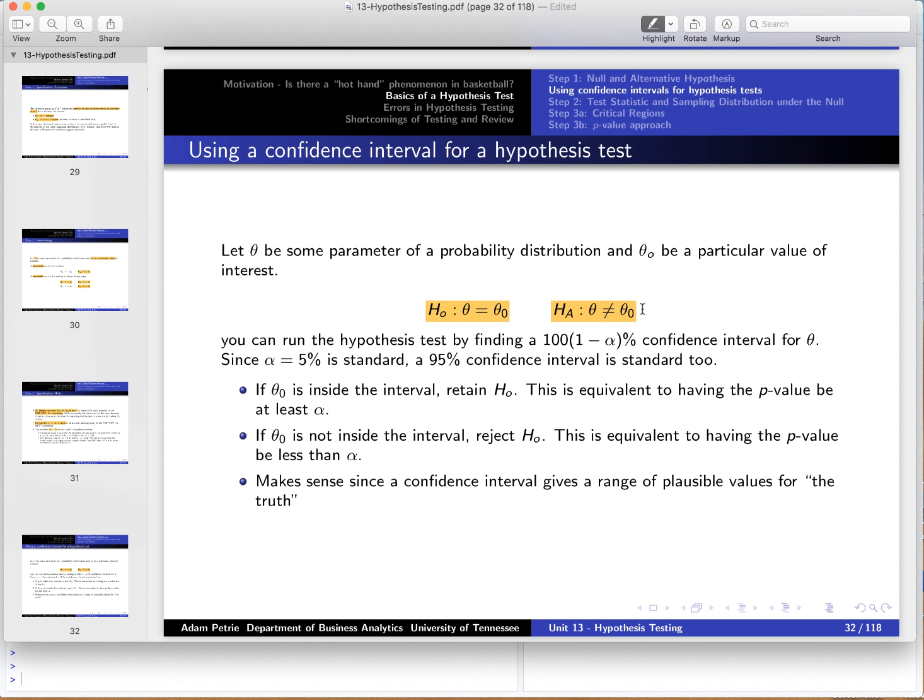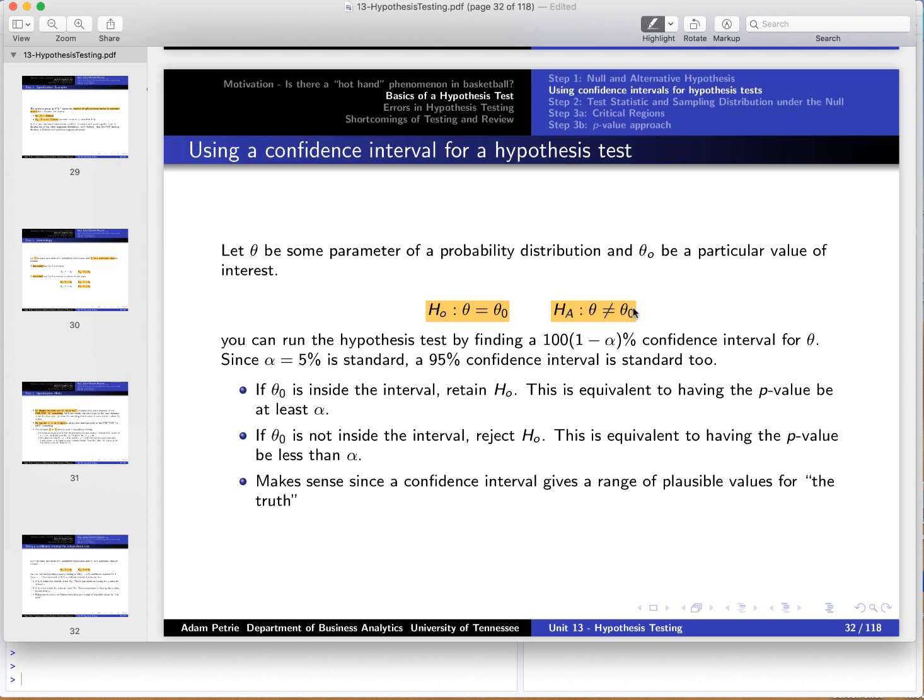If we're looking at the probability of some event happening, we might want to know, is the probability equal to 10%, or is 10% not the probability for this event? If we're estimating, say, the difference in mu's between two different groups, is the difference in mu's equal to 0? In other words, do they have the same overall average, or is there some difference between these two groups? Is the difference not equal to 0?